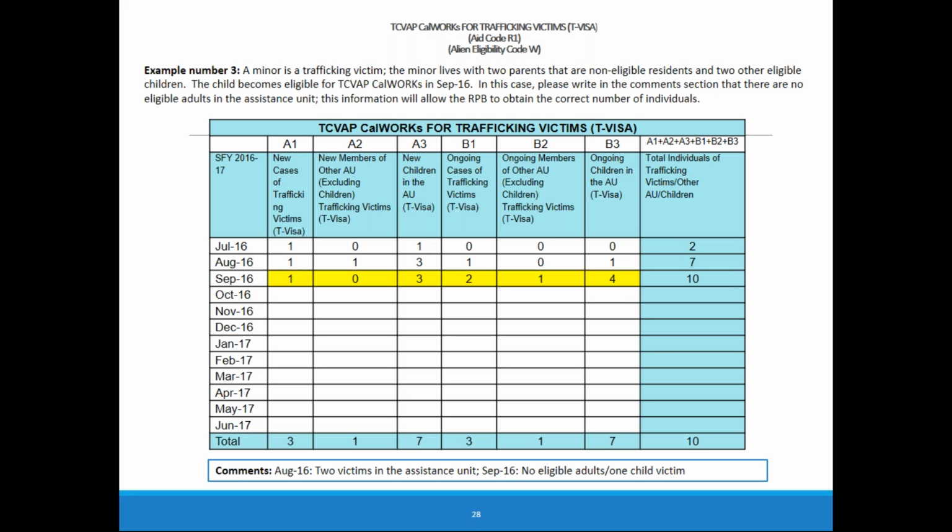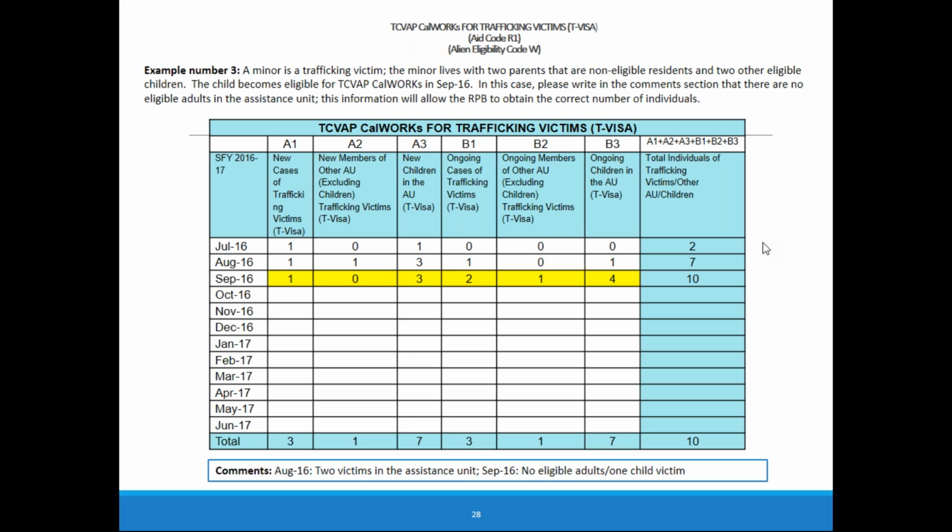Example number 3. A minor is a trafficking victim. The minor lives with 2 parents that are non-eligible residents and 2 other eligible children. The child becomes eligible for TCVAP CalWORKs in September 2016. In this case, please write in the comment section of this form that there are no eligible adults in the assistance unit. This information will allow us to obtain the correct number of individuals. This information will be entered in the September 16 row.